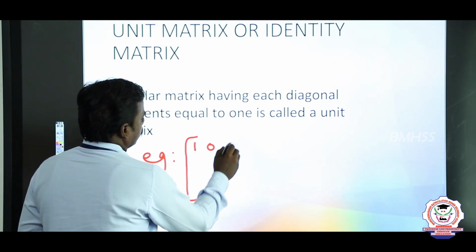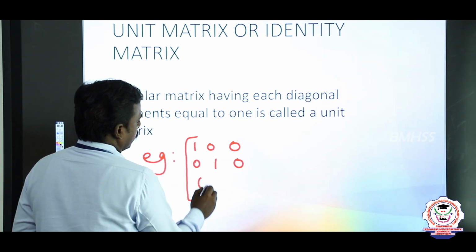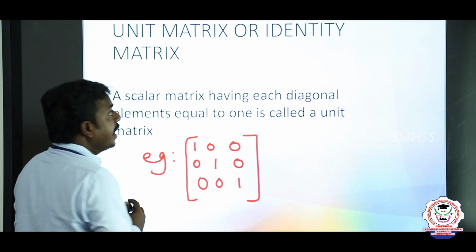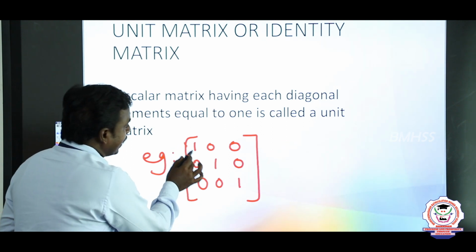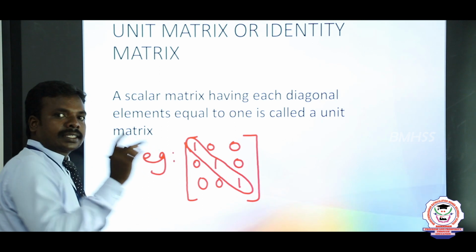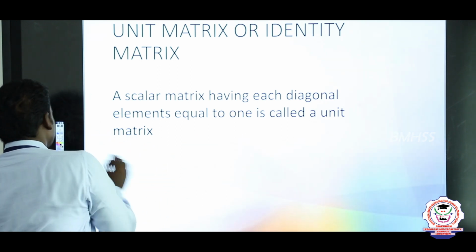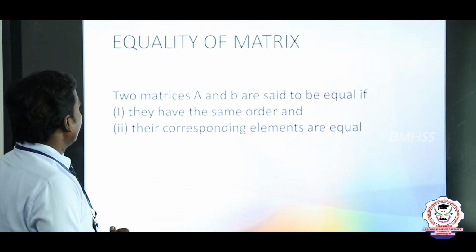1, 0, 0, 0, 1, 0, 0, 0, 1. So, this is called an identity or unit matrix because its leading diagonals have unit value. Unit means that is 1. Second, equality of matrix.